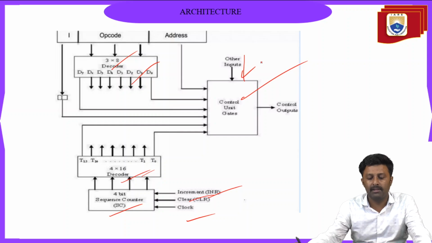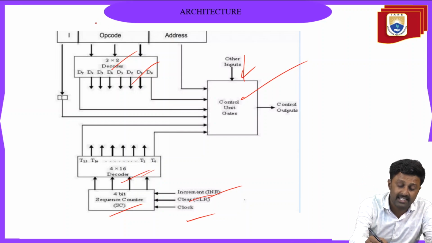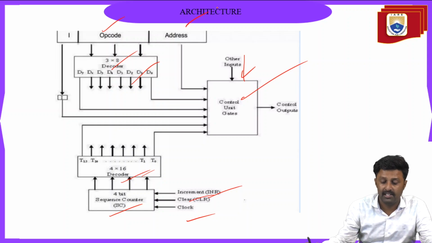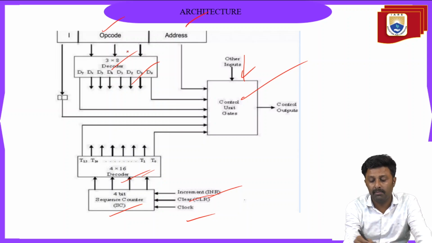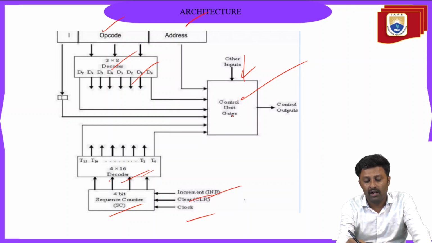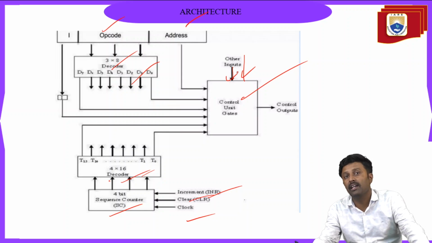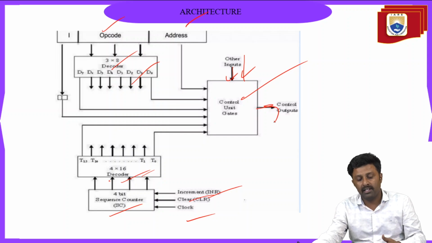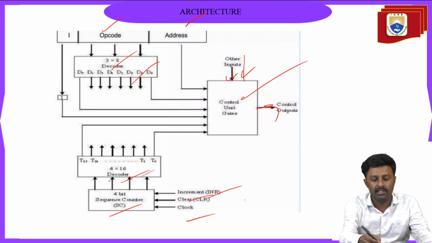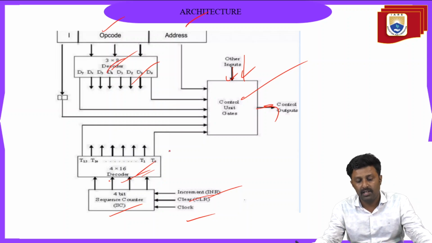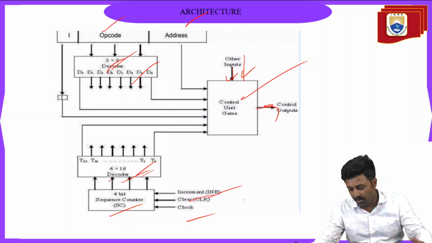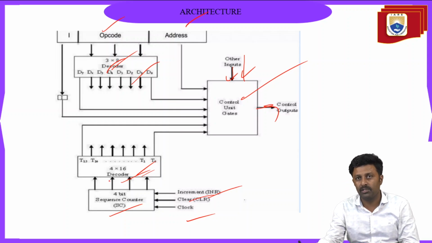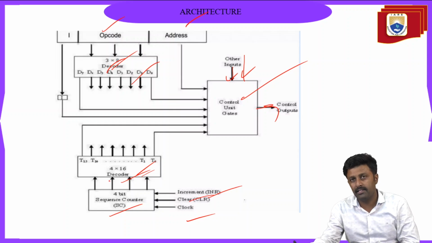Here we will be having some inputs. The instruction consists of two parts, that is, opcode and address. It will be given to the decoder, and the decoder decodes it. Control signals will give the instructions to the ALU for performing all the operations. So this is the output of the control unit. This is the architecture of the control unit, wherein it consists of the decoders and sequence counter. With the help of this, it gives the commands to control the operations of the computer.